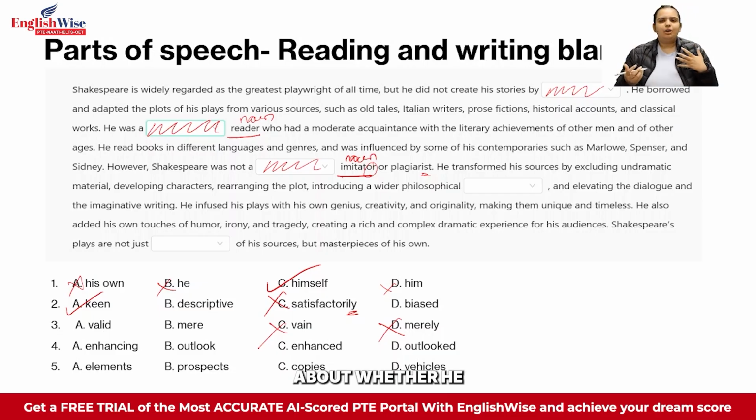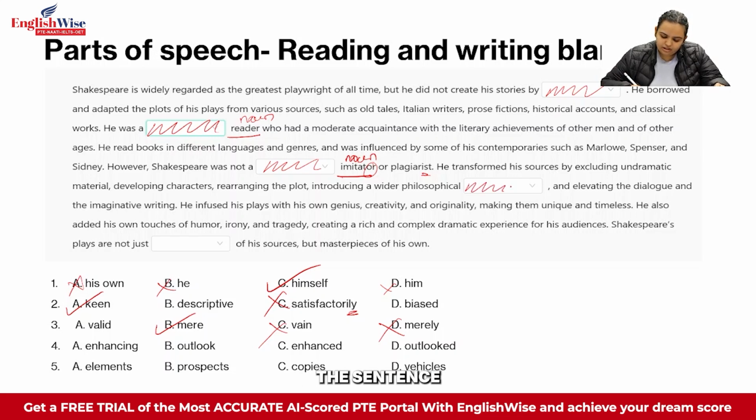We are not talking about whether he was right or wrong anywhere in the sentence, so we will go with the word mere. Mere means he was just enough. Okay, so he was just a simple imitator or plagiarist. He transformed his sources by excluding undramatic material, developing characters, rearranging the plot, introducing a wider philosophical dash, and elevating the dialogue and his imaginative writing.